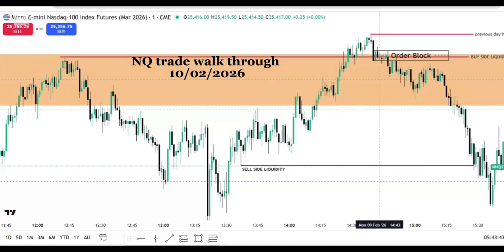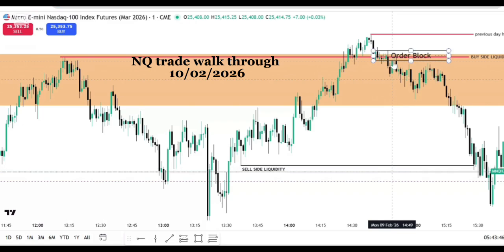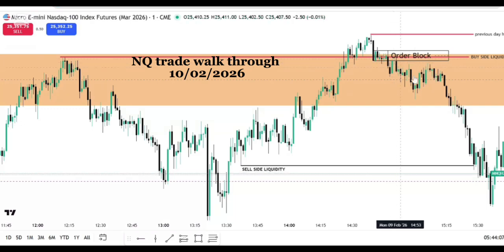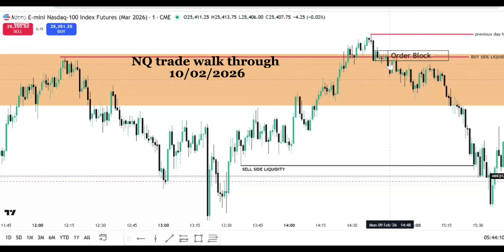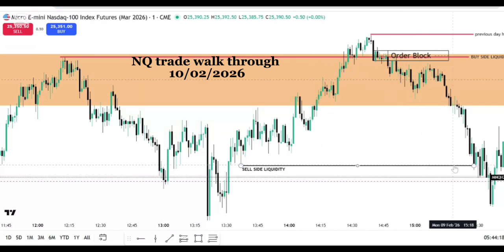So here was my entry. As soon as I saw the price tapping the consequent encroachment here on this order block and closing below, that was confirmation that there is weakness and price is about to rally to the downside. So here is where I entered my trade. Then my target was this sell side liquidity here.